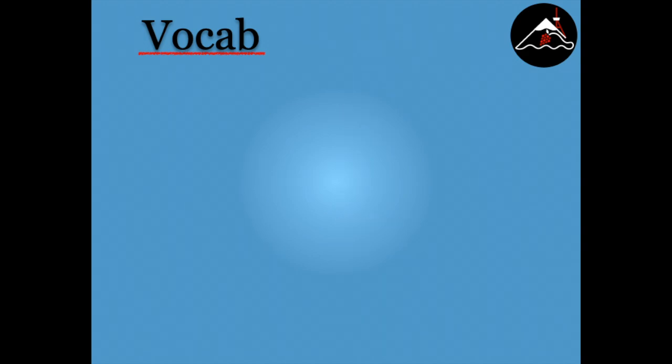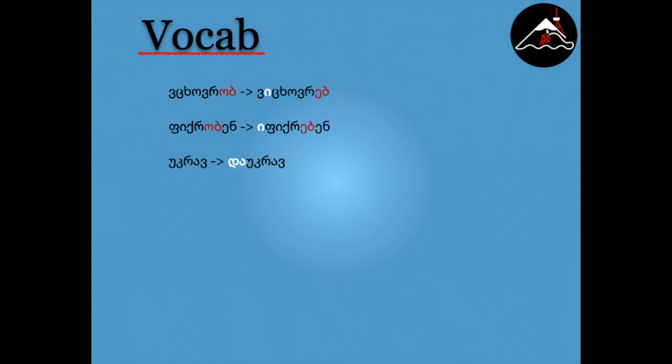Here are a few of the new verbs conjugated in their present and future tenses, just for practice. Vitskovrub, I live, becomes Vitskovreb, I will live. Pikrobin, they are thinking, becomes Ipikrobin, they will think. Ukrav, you play, becomes Daukrav, you will play. Tamashobt, you play, becomes Itamashebd, you will play.